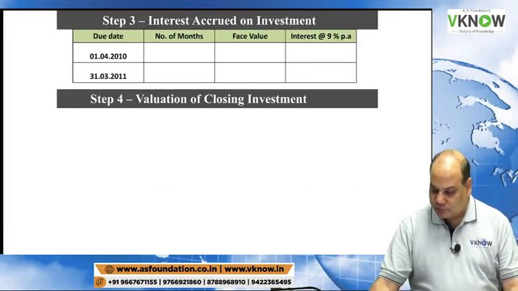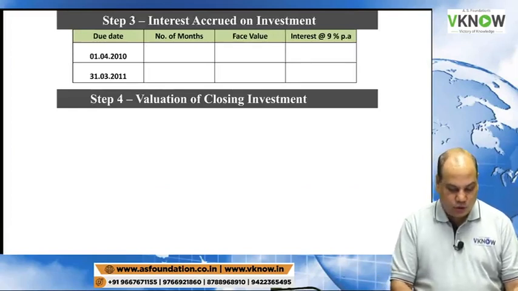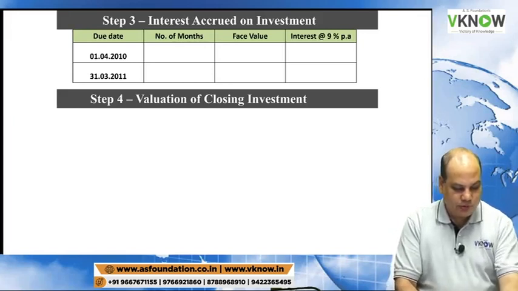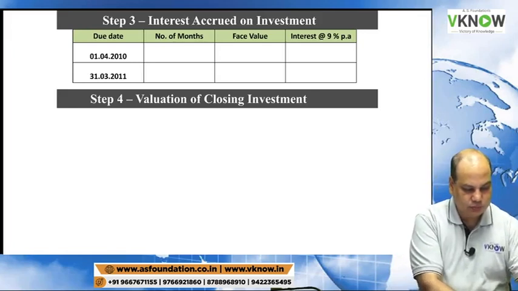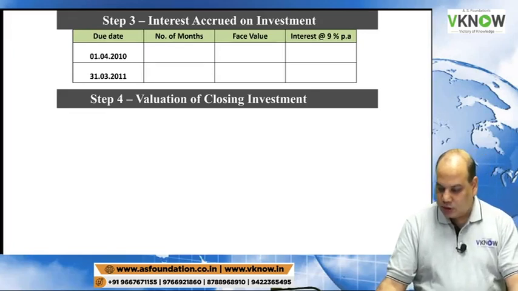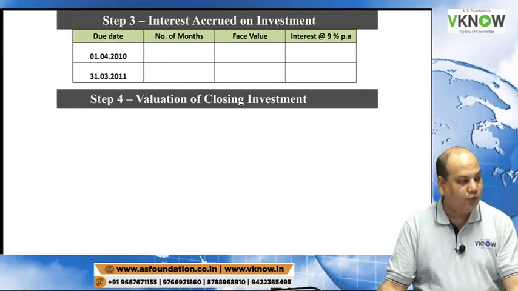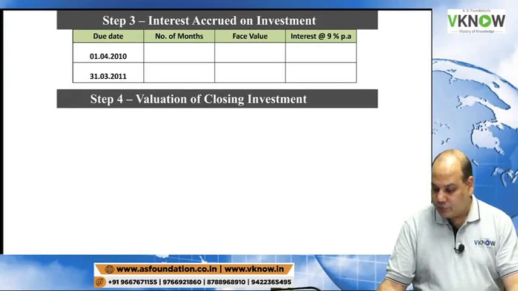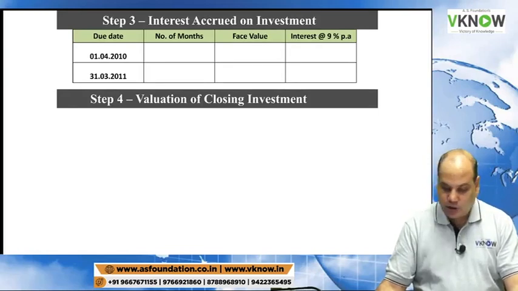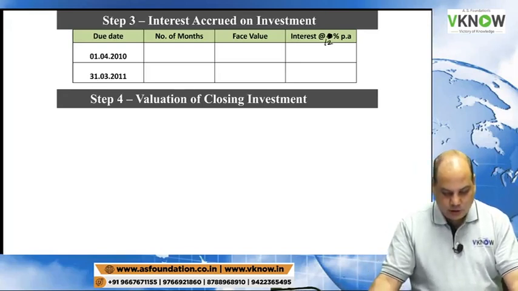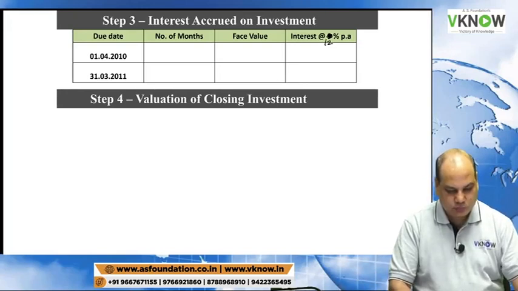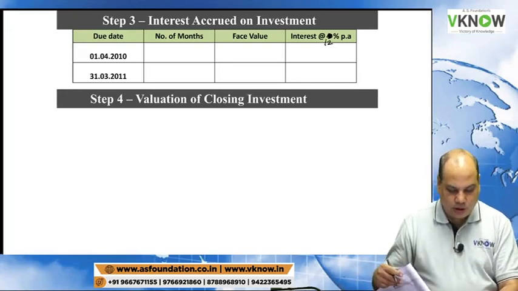Next point is interest accrued on investment. Dear student, please tell me interest accrued on investment. We will have 4 columns: due date, number of months, face value, interest at the rate of 12%.